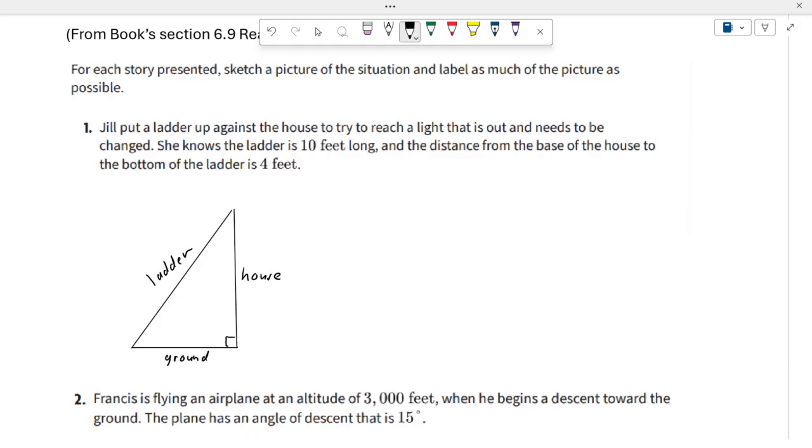We are also told some of the values of these things. So we know, or Jill knows, and everyone knows, that the ladder is 10 feet long. And go ahead and underline this. The distance from the base of the house to the bottom of the ladder is 4 feet. So from here to here, the ground is 4 feet.